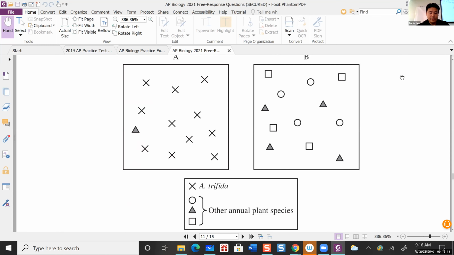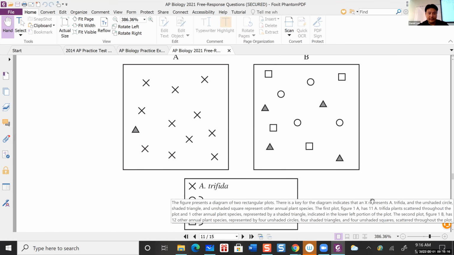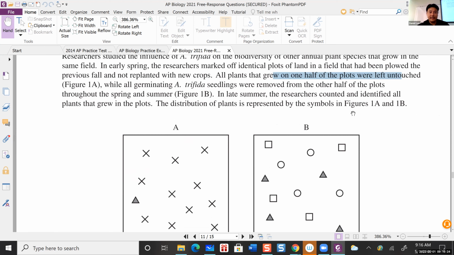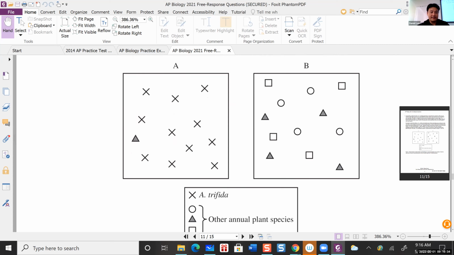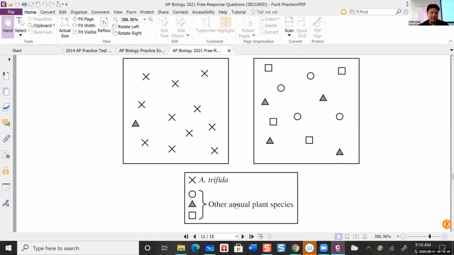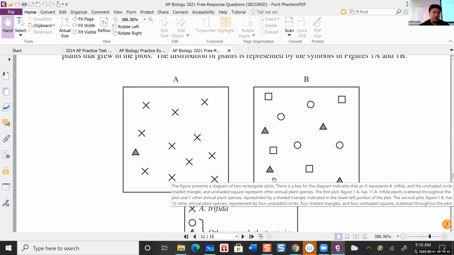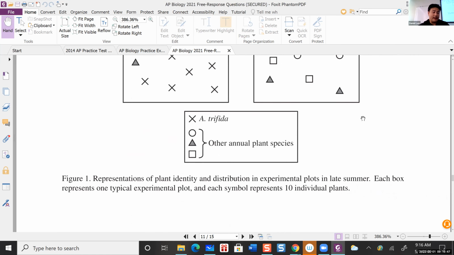So you have the key. If you leave it alone, you got a whole bunch of X, and X is the giant ragweed. So that's the invasive plant, the X, okay? Now, what about B? B says that you remove the ragweed from the other half. And then if you remove the invasive species, the other guys seem to come in, the circles, triangles, and squares, they came in. So you can see the effect of the ragweed, right? Left untouched, ragweed took over and reduced biodiversity. So that's what we expect, all right?